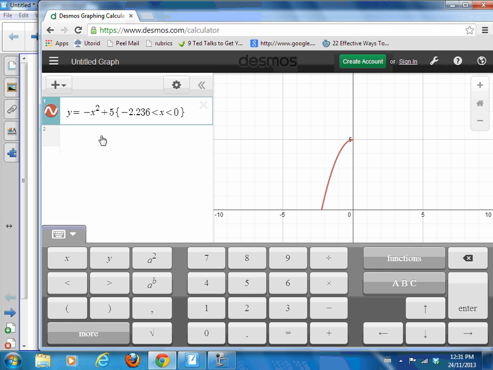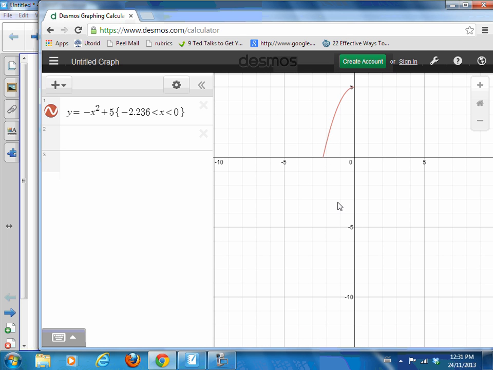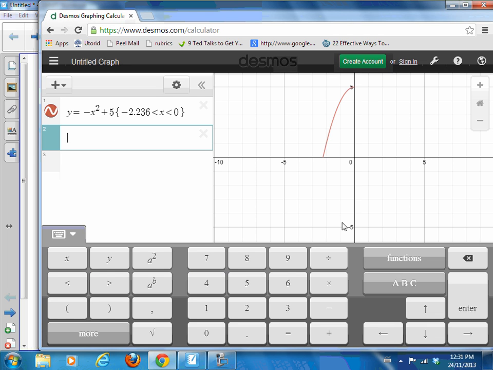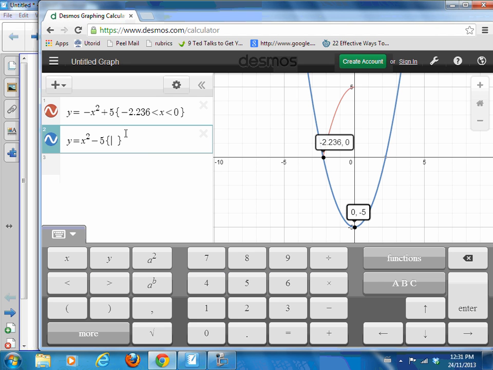Now I want to make the bottom half of that shape right here. That'll be an equation of a parabola that opens up with a vertex of 0, negative 5. So y equals x squared minus 5. There's my parabola. And again, I want to trap it between the same two points, negative 2.236 and 0. So curly bracket, negative 2.236 is less than x, less than 0. So there's the inside part of that crescent shape that I want.